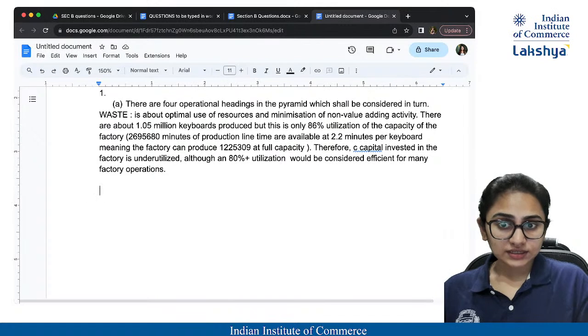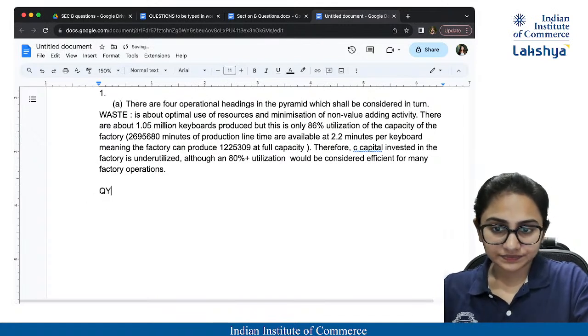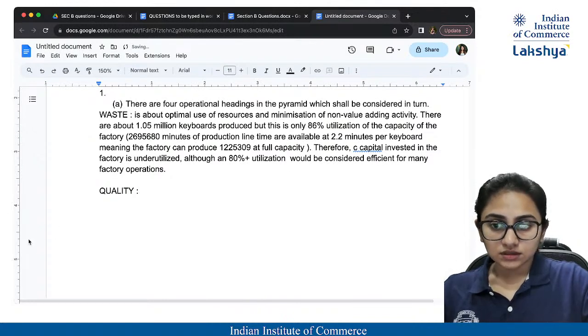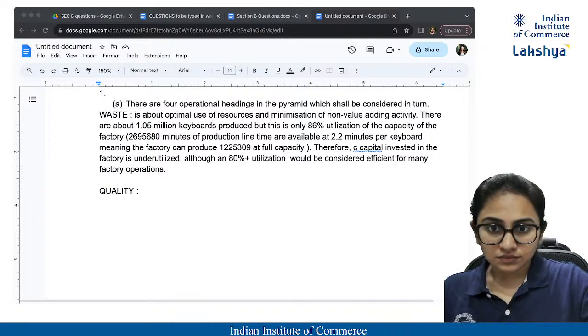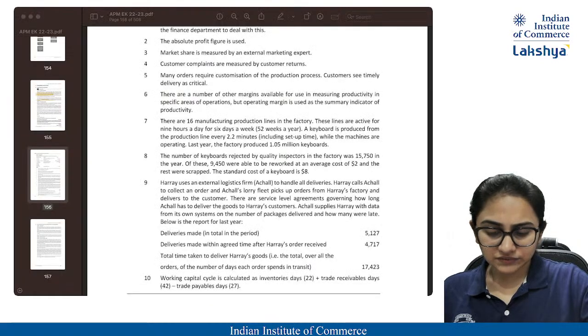The next we can consider is quality. So again, look at the appendix that is given to us. So I will share the appendix. This is the appendix available. So for quality, what can you say?